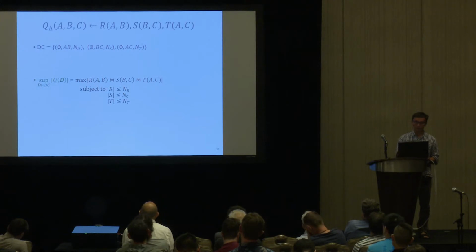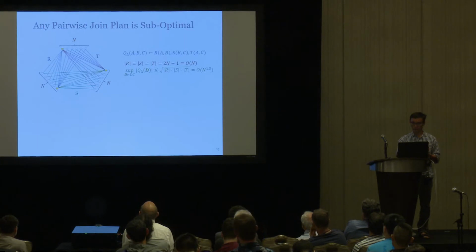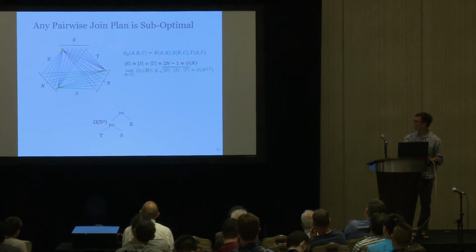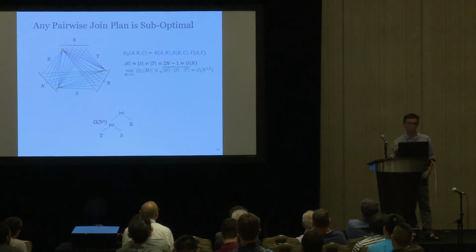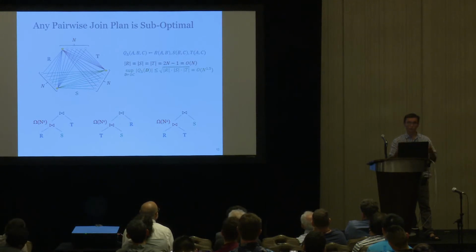Now, if you put this query into any typical relational database management system, like Postgres, and you input this instance, you will see that any join query plan is going to have an intermediate result that is going to be at least n squared. Yet the output size bound, I'll show you later, is only n to the 1.5. So somehow these join plans overcompute things, right?